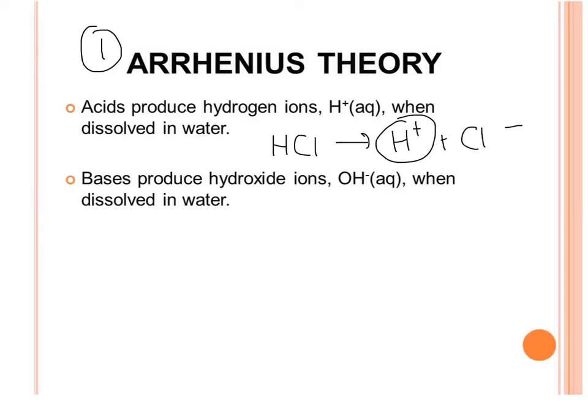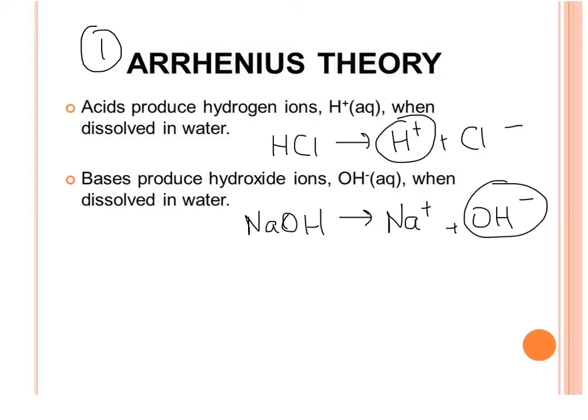Bases produce hydroxide ions, or OH-, when dissolved in water. So an Arrhenius base would be, say, something like sodium hydroxide, which produces hydroxide ions when dissolved in water.